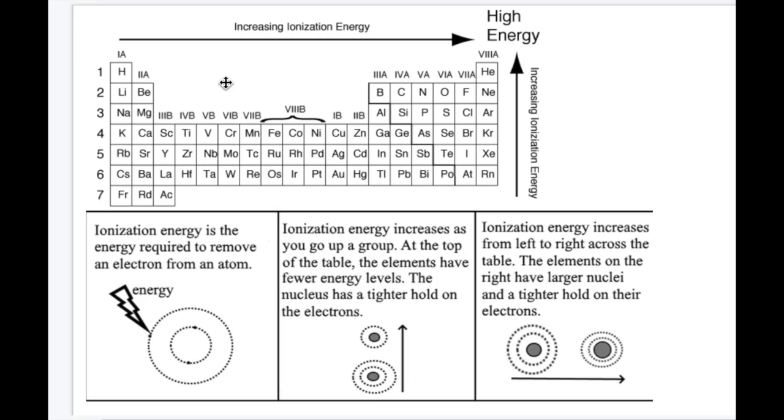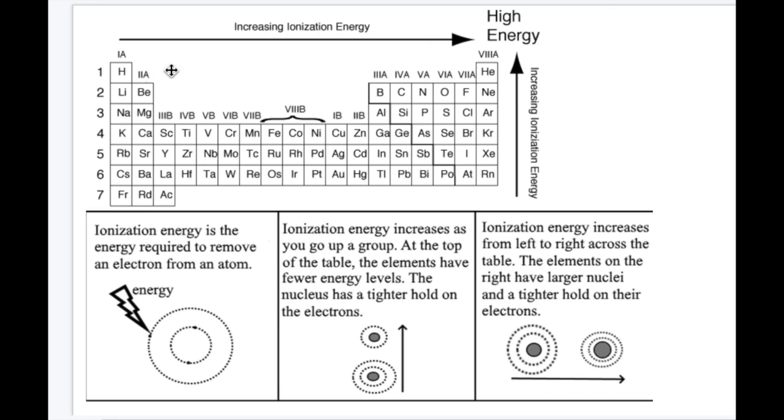And then, just like when we were talking about the atomic radius, as we move across the period, these atoms are going to have fewer protons than these atoms. Because of the larger nucleus, they have a tighter hold on those electrons, which makes it harder, a.k.a. needing more energy, to pull them away.